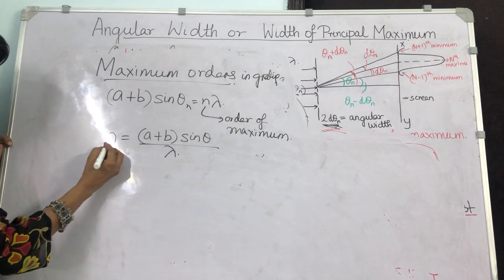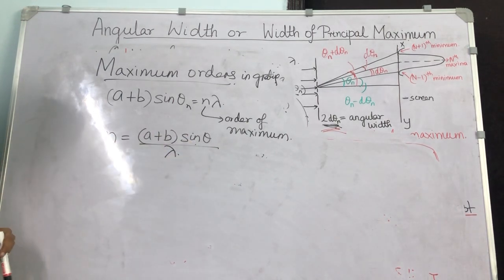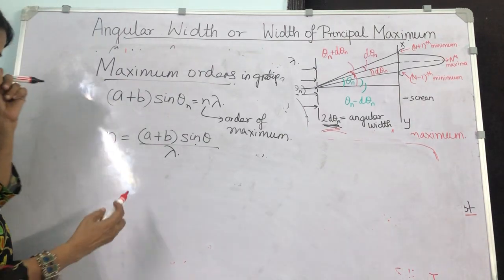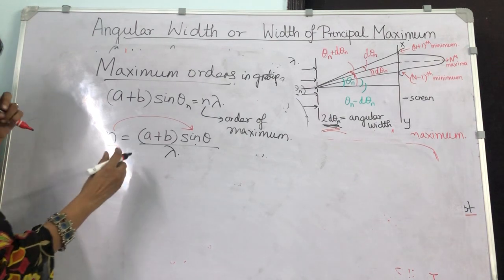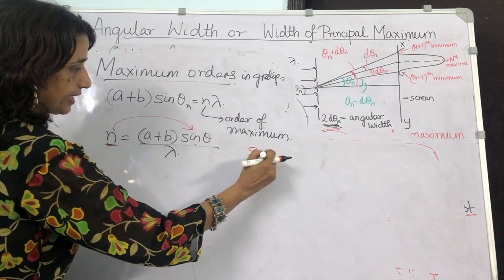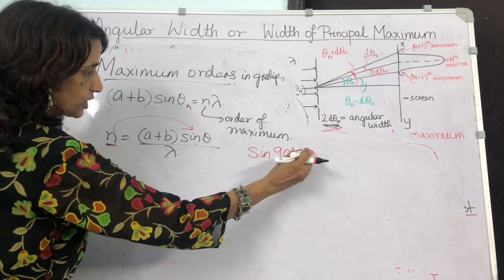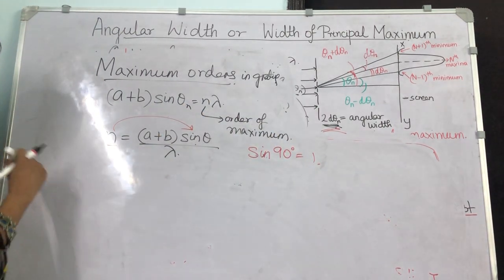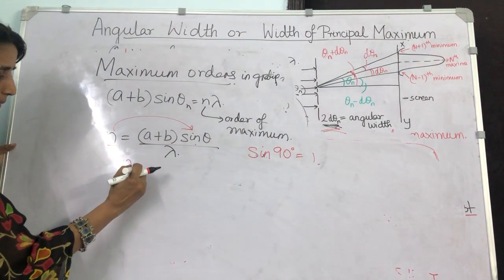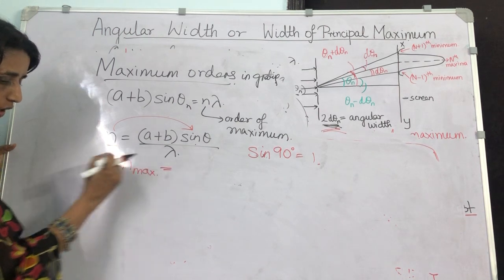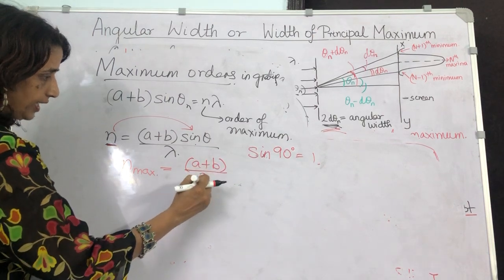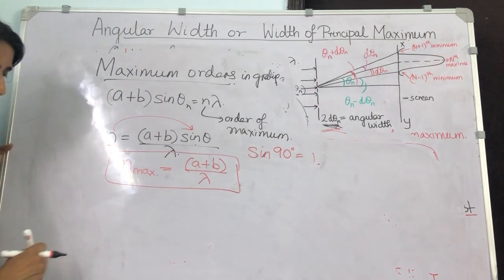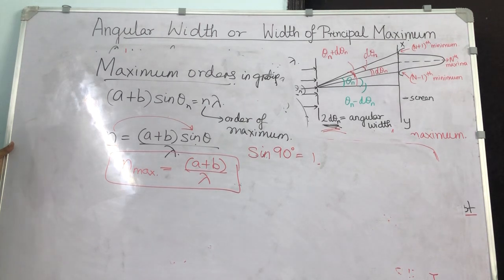Now, when will this expression be maximum? When sine theta will be maximum. Sine 90 degree is 1, and sine 0 is 0. So n maximum is equal to (a plus b) upon lambda. This is the maximum number of orders which we can get in a grating.